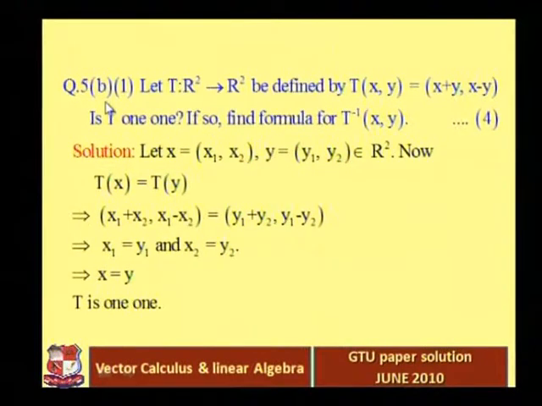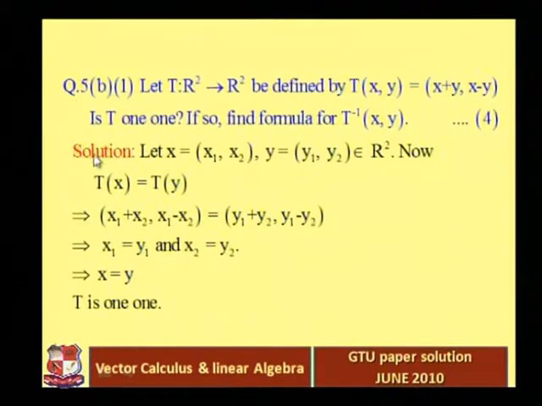Question number 5b, first part. Let T from R2 to R2 be defined by T of (x, y) equal to (x plus y, x minus y). Is T 1-1? If so, find a formula for T inverse of (x, y). This question was asked for 4 marks.